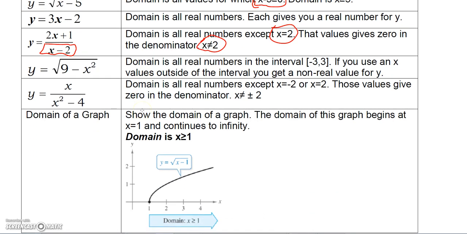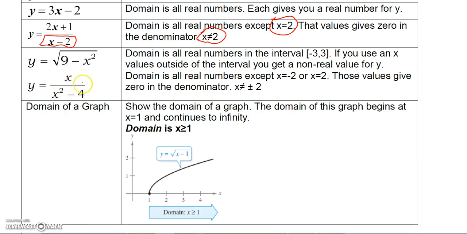Let me go ahead and show you another one. Let's drop down here to this one, x over x squared minus 4. For this one, if x is negative 2 or positive 2, you get a 0 in the denominator. So you have to make sure that x does not equal positive 2 or negative 2.